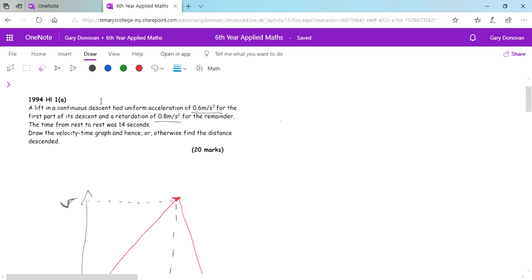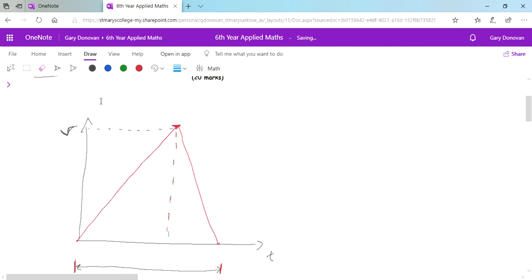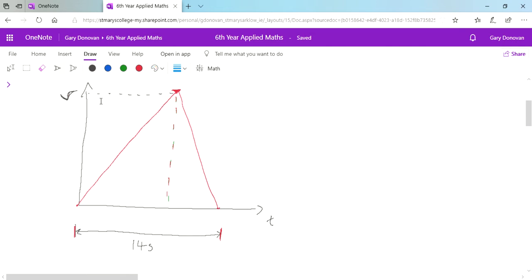The complete time from rest to rest was 14 seconds. Draw a velocity time graph and hence or otherwise find the distance descended. So I've drawn the velocity time graph because I think you should be okay with that now, just to fill in one or two details.